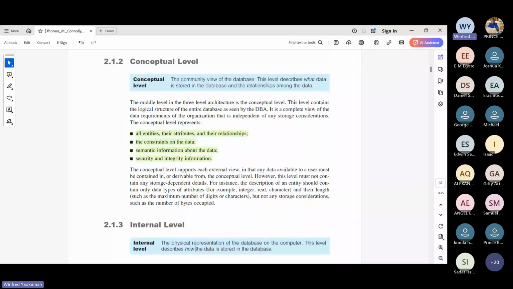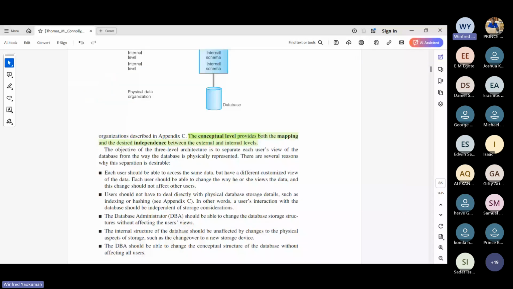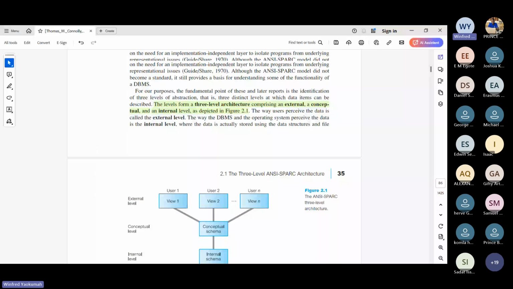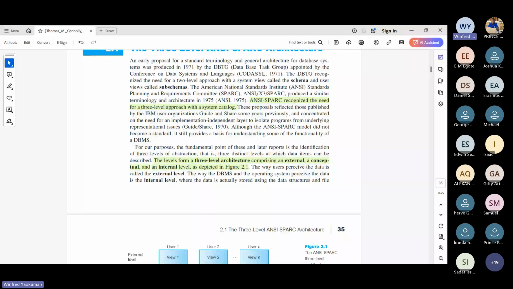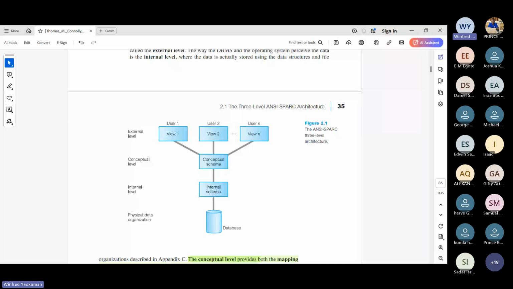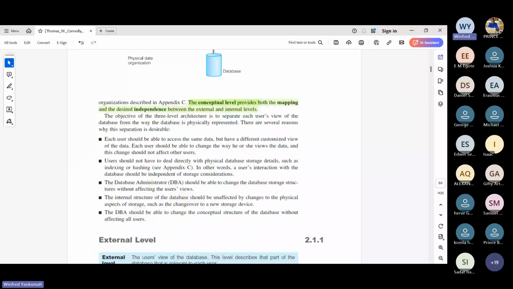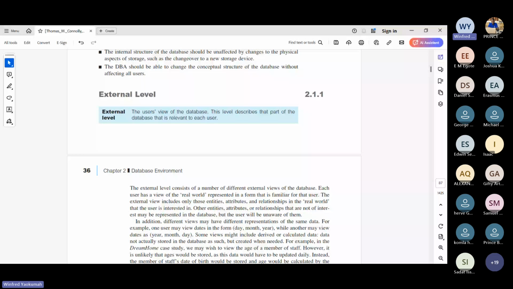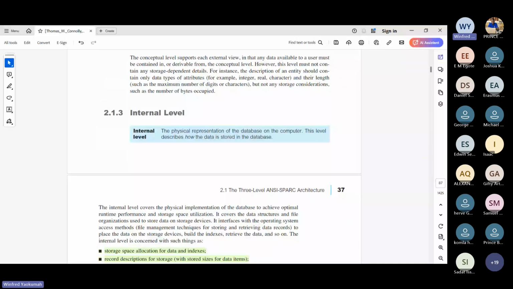So now, based on the ANSI SPARC architecture, we have described briefly the three architectural elements of database systems. In fact, databases that have been developed follow an architecture similar to this. So when you take, for instance, Oracle, you will see that they all follow the same architecture because it's a standard that has been developed to maintain standardization in the database systems development industry.